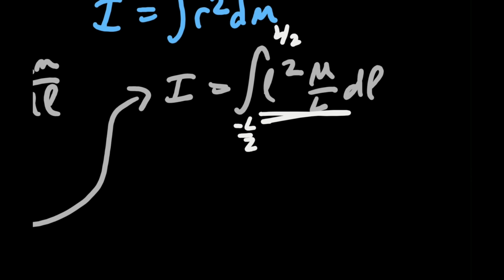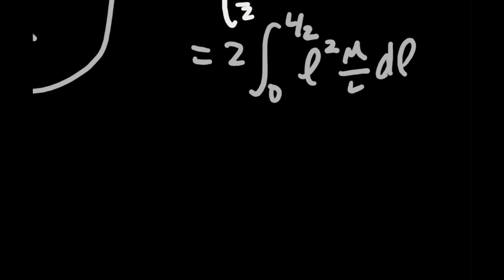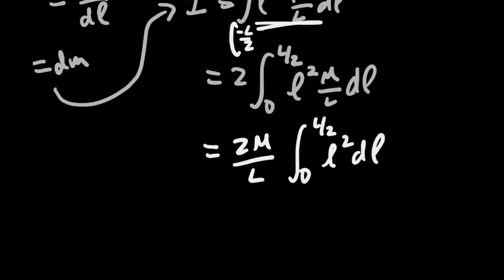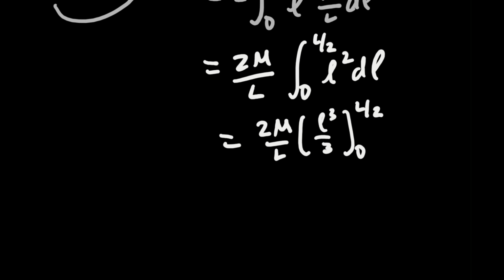Now, we know from basic calculus that when we have this negative L over 2 and L over 2, what we can do pretty simply is just say that this is equal to 2 from 0 to L over 2, L squared, M over L, dL. Now, we also know that we can take out the constant here, so we have 2m over L from 0 to L over 2, L squared dL. This is a relatively simple integral, so we're going to get 2m over L, L cubed over 3 from 0 to L over 2. And then you could simply solve this integral. What we're going to get here is ml squared over 12.